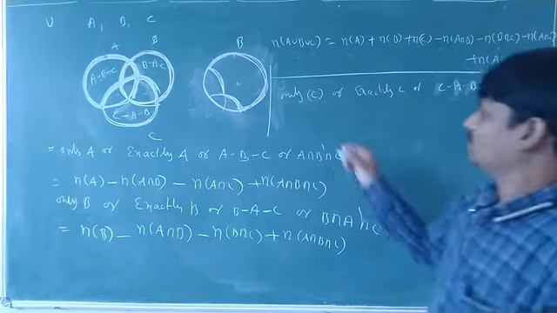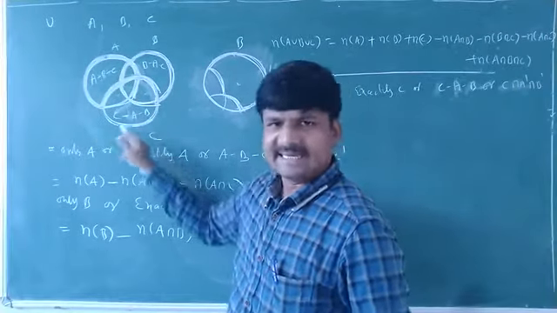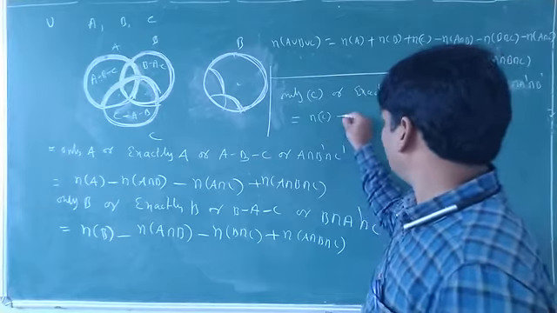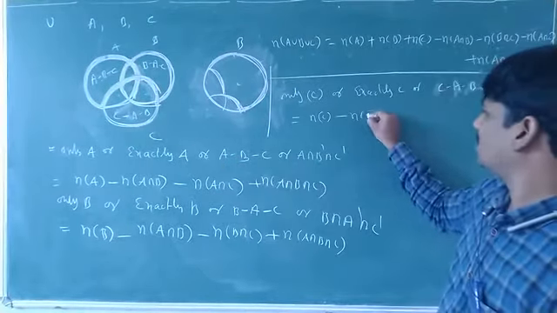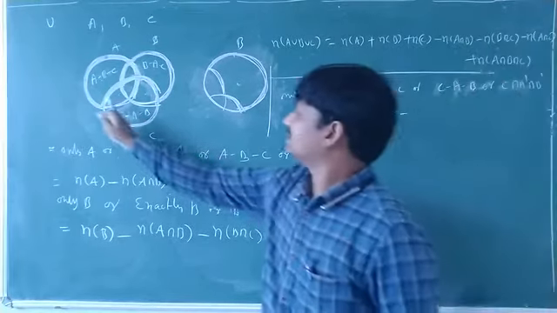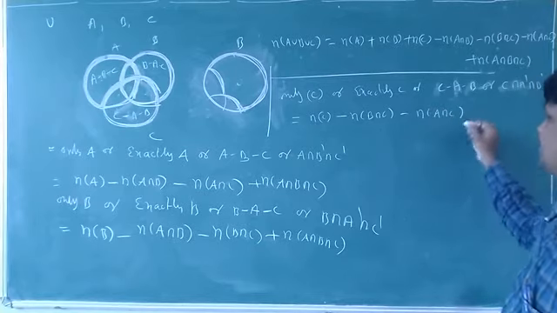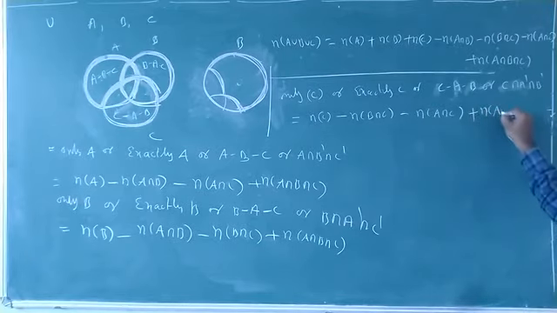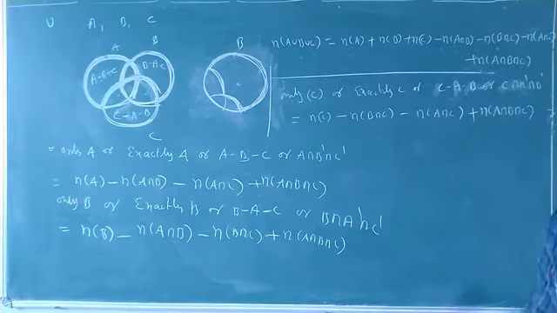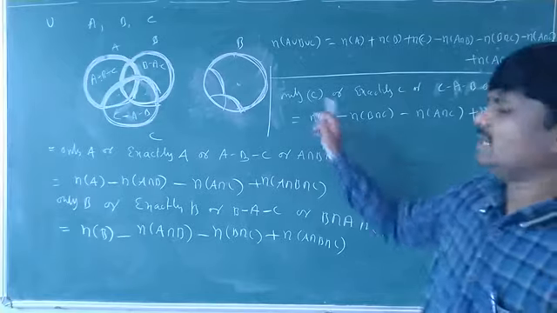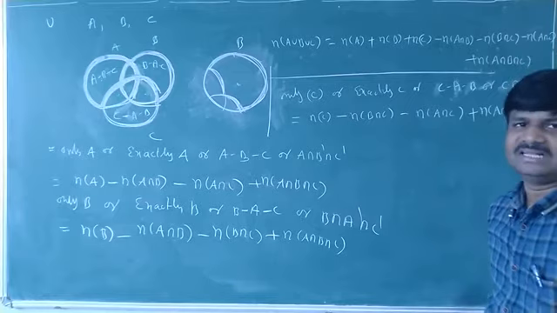Okay, only C. Only C means what, we can write the formula? Total C minus, that means number of C minus this intersection part. What is that one? Number of B intersection C minus number of A intersection C plus number of A intersection B intersection C. Okay, it is the only C formula. So these are the formulas.